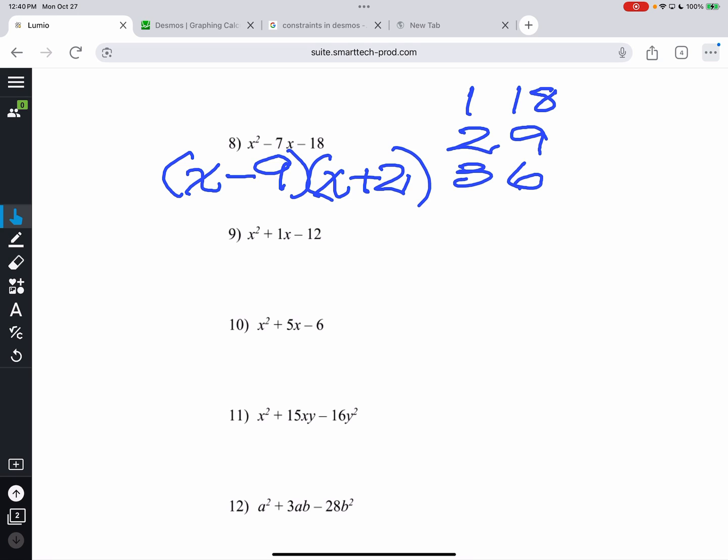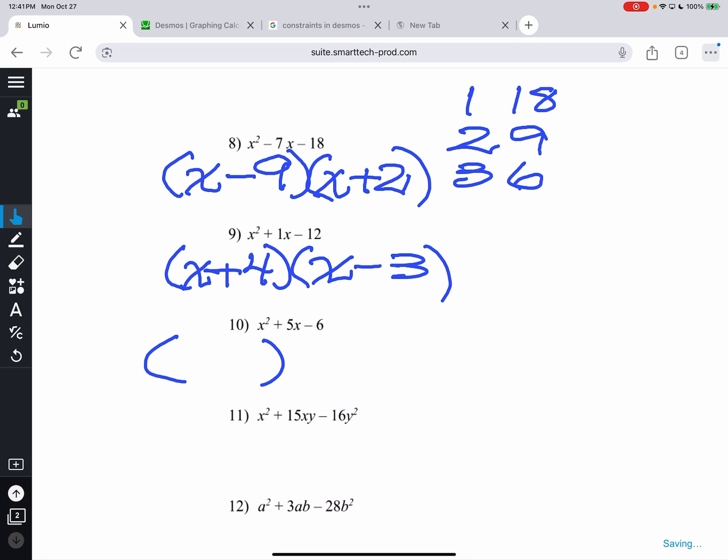So what do you think number 9, two factors that equal 12, that when you subtract, you get 1. 3 and 4. Excellent. Which one? Negative 3, positive 4. Good. Because it's a plus 1x. So the larger number needs to be positive this time. All right, you do number 10.